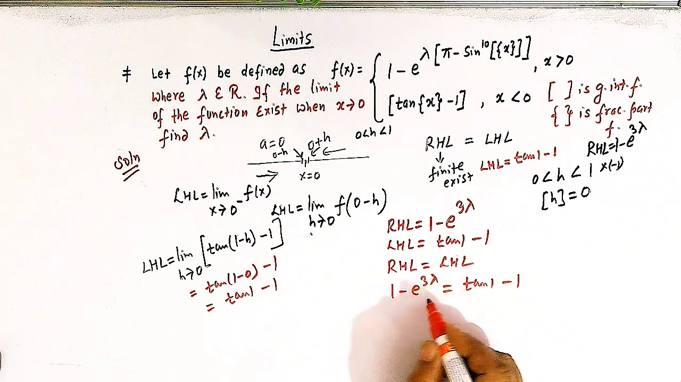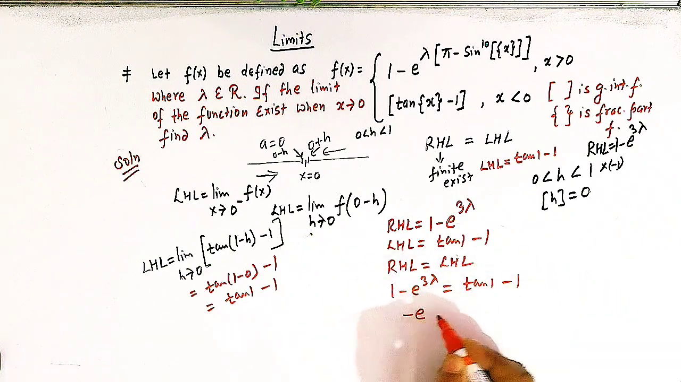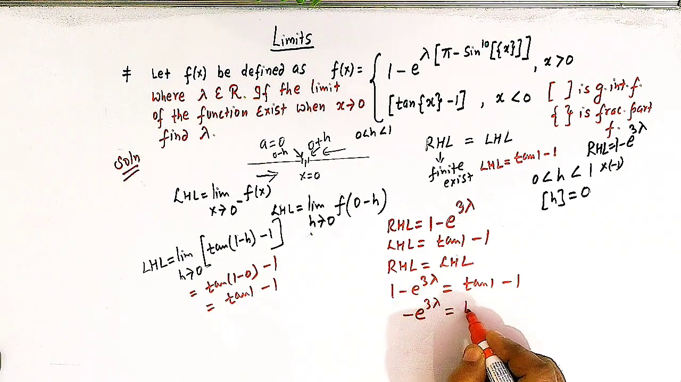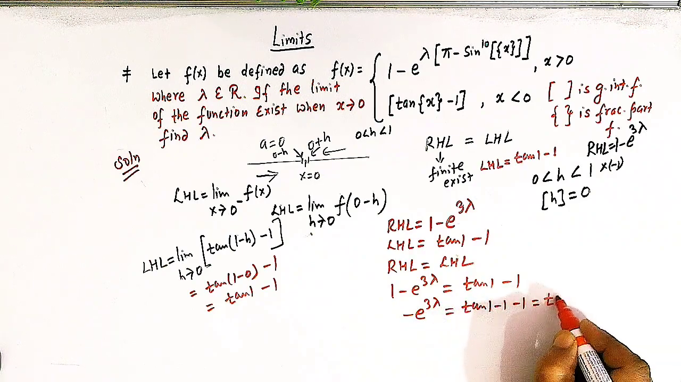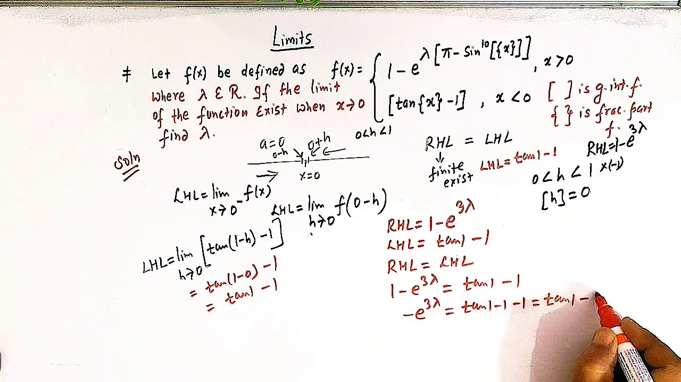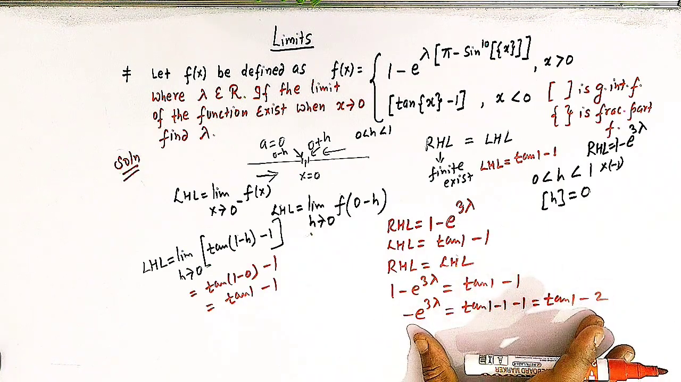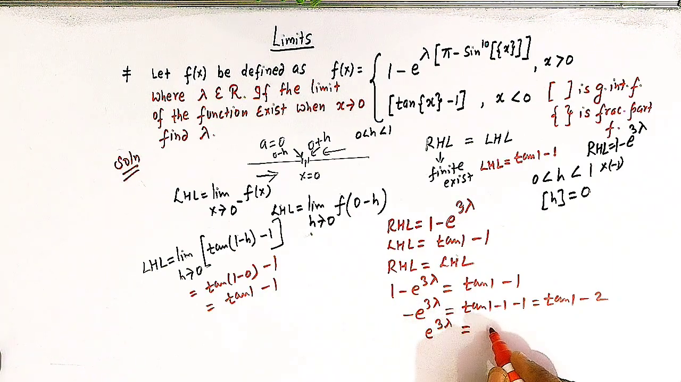So we can take this 1 to this side. So we have minus e raised to 3 lambda is equal to tan of 1 minus 1 minus 1. So this is tan of 1 minus 2, right? And now multiplying both sides by a negative sign, we have here positive. So this is e raised to 3 lambda equal to 2 minus tangent of 1, right?